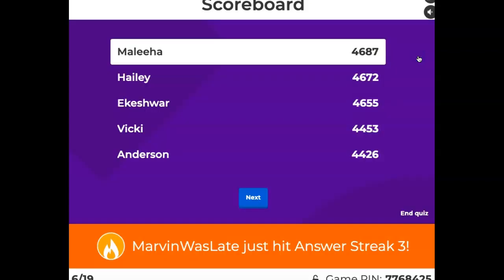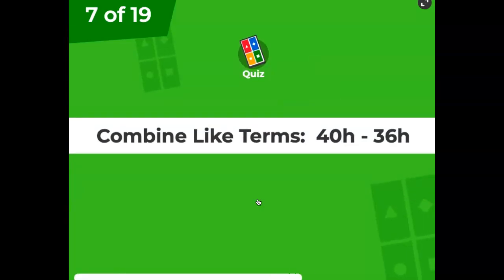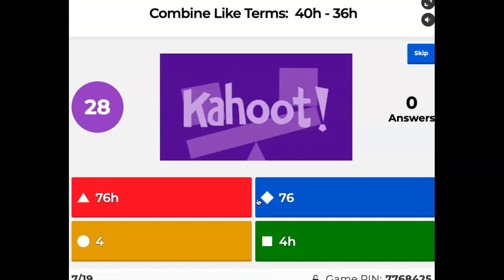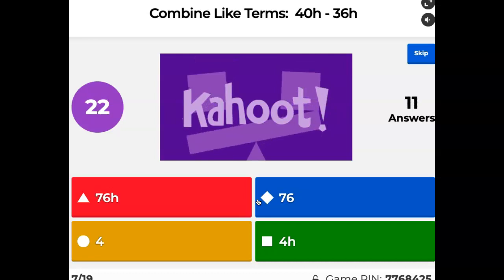Let's see who's the winner. Oh, Malia, what's going on? You'd better take your place back. Nenkis is taking it away from you. So Marvin hits 3 already. Good, Marvin. Like that. Next one. I'm going to have a sore throat with this.